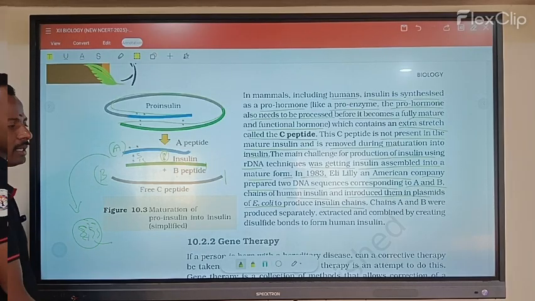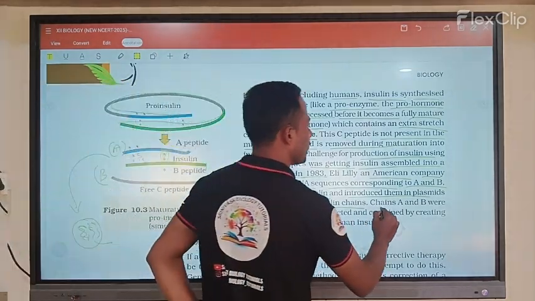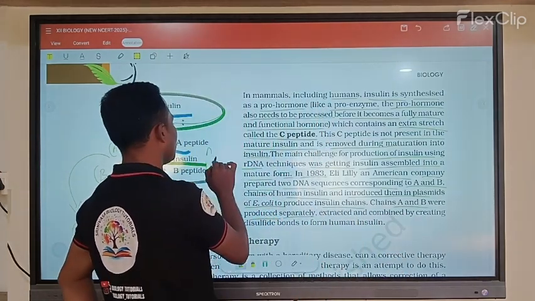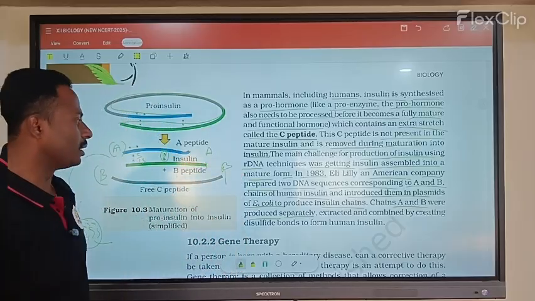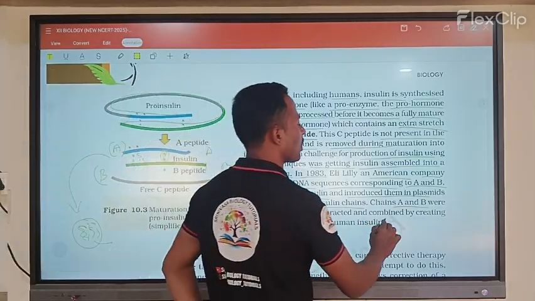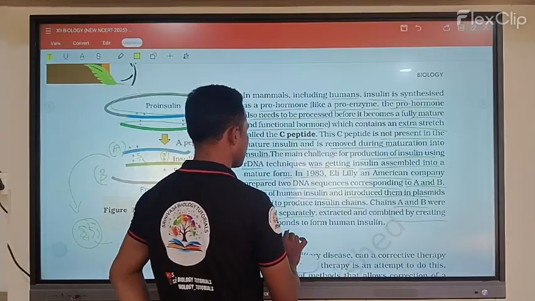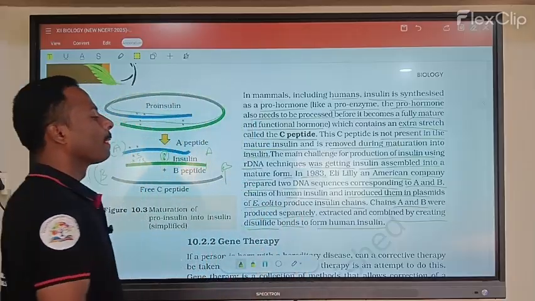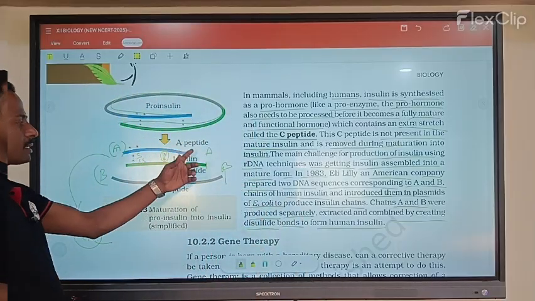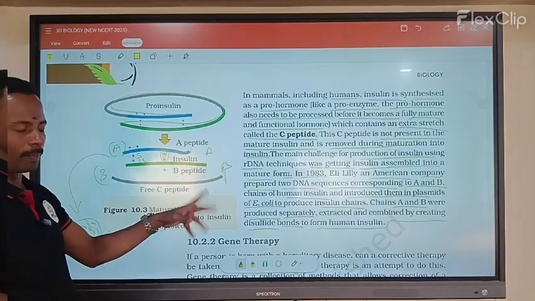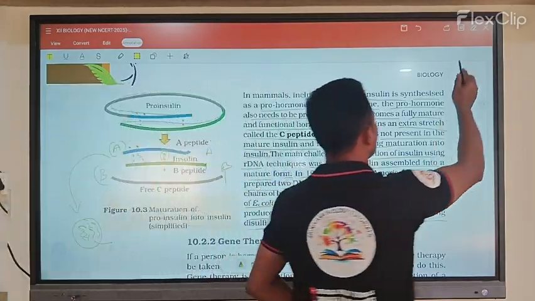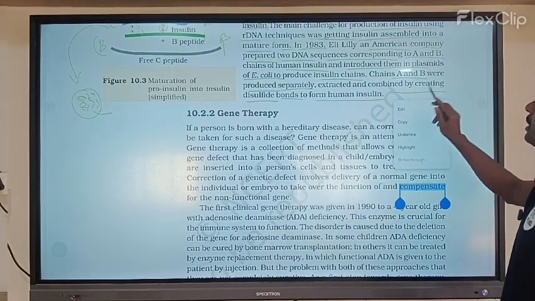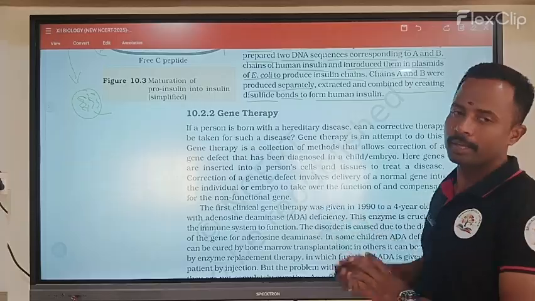A number of insulin chains. Chains A and B are produced separately. A and B are developed separately. The extracts are combined, creating disulfide bonds to form human insulin. So in this, A and B are developed, and an additional DNA is also developed as the C type, with the help of disulfide bonds. Okay, now this is completely human insulin.